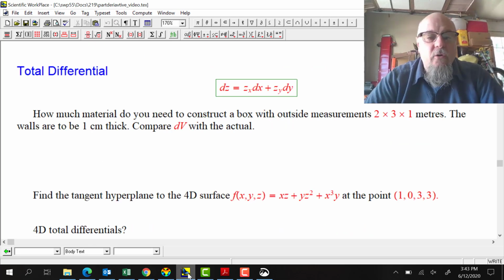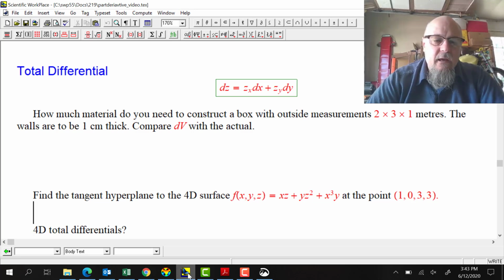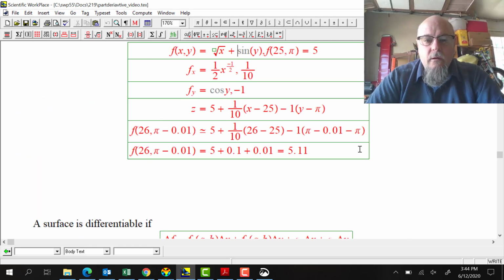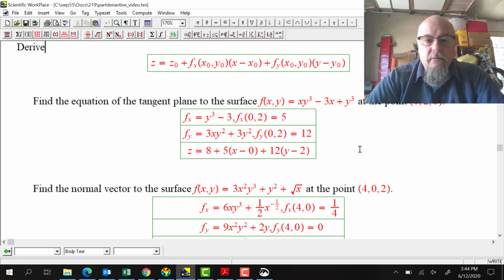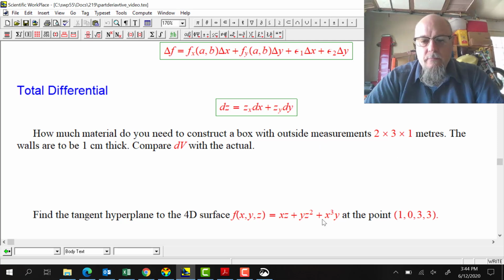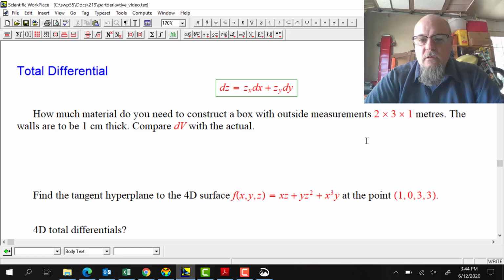Are there such things as 4D total differentials? Yes, you could have any D. This last part here, find the tangent, oh, hyperplane. So this is exciting. Here's a 4D surface. Goes through the point 1, 0, 3, 3. And I want to find the equation of the tangent hyperplane. Well, I'm going to take this formula, equation of the tangent plane, that we built up here, and I'm just going to extend it by putting on one more piece. It's slope times change in the x, slope, change in the y. I'll add on a slope, change in the z.